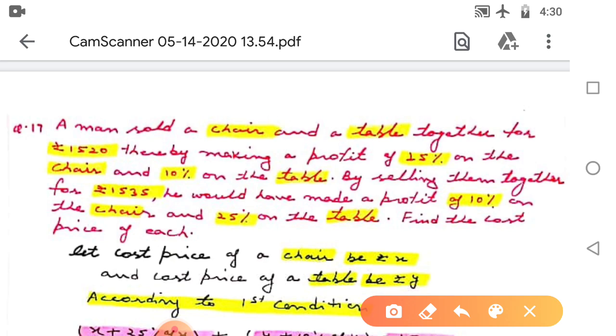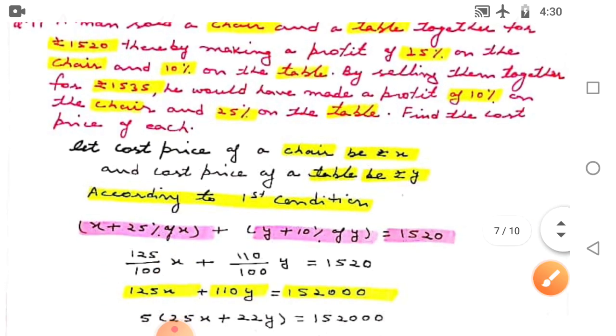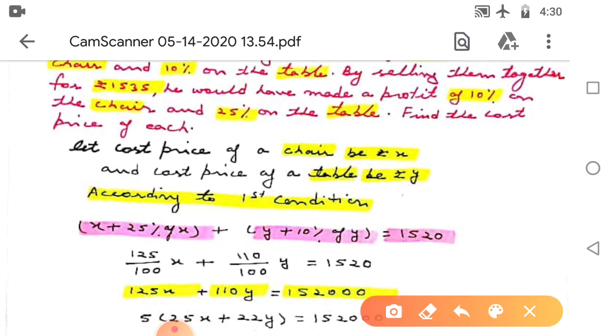Clear? So let the cost price of a chair be X rupees and the cost price of the table be Y rupees. Simple. Now look at the first condition. In the first condition, profit on chair is 25%. It means the selling price of the chair is X plus 25% of X. And profit on the table is 10%, so the selling price of the table is Y plus 10% of Y.